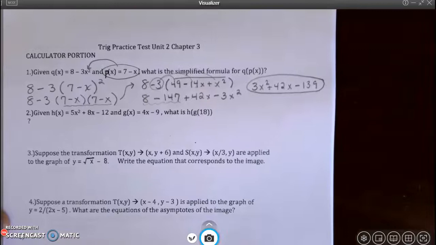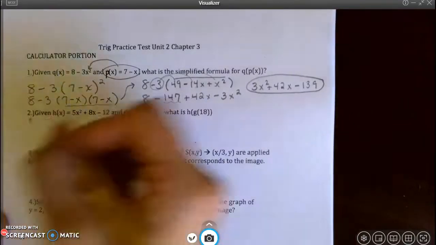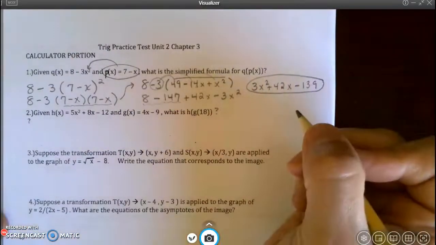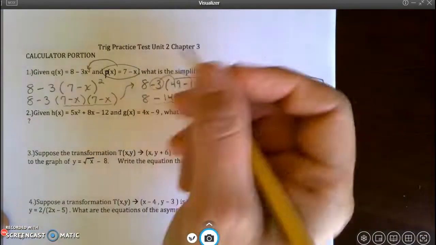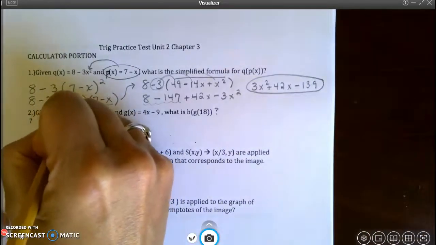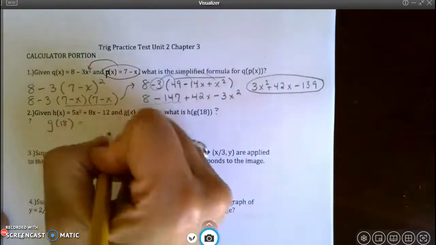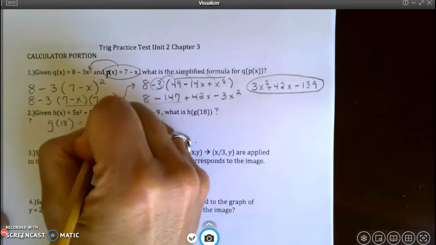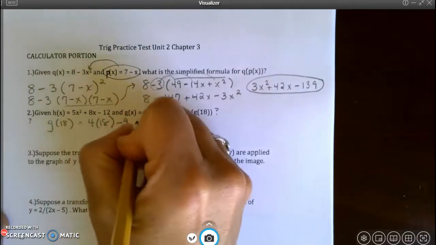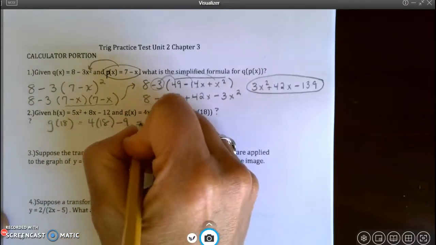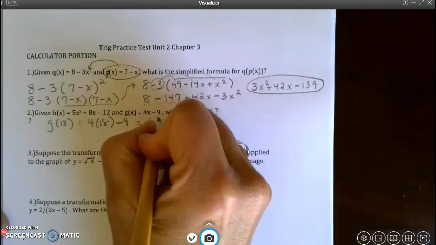All right. Number 2, I don't know how the question mark ended up down there. It's supposed to be here. h at g of 18. So we have to first put 18 into the g function. So g of 18 is 4 times 18 minus 9. Put that in my calculator, and I get 63.